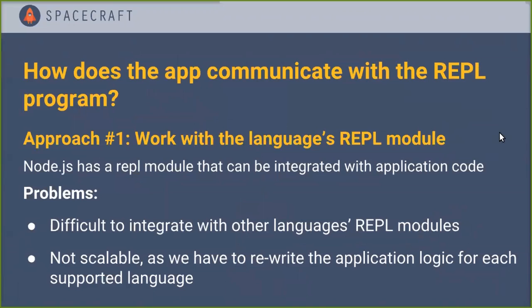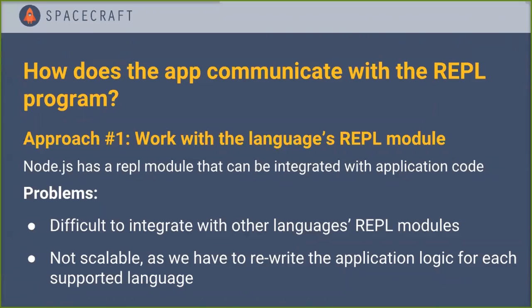We came up with a few approaches, and I'm going to explain each approach and why it works or doesn't work. The first approach is to work with the language's REPL module. For example, in Node, you have a REPL module that you can include in your application code, and with that, you can call methods to evaluate code. There are methods that output the evaluation result, which gives you a nice API to work with the REPL program. There's a problem with this, however.